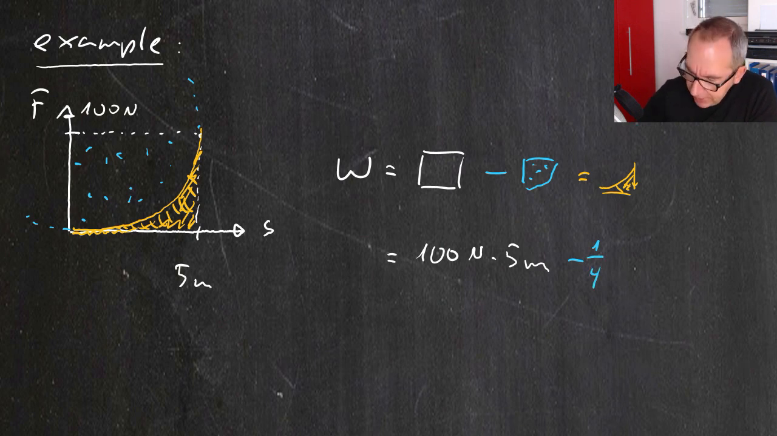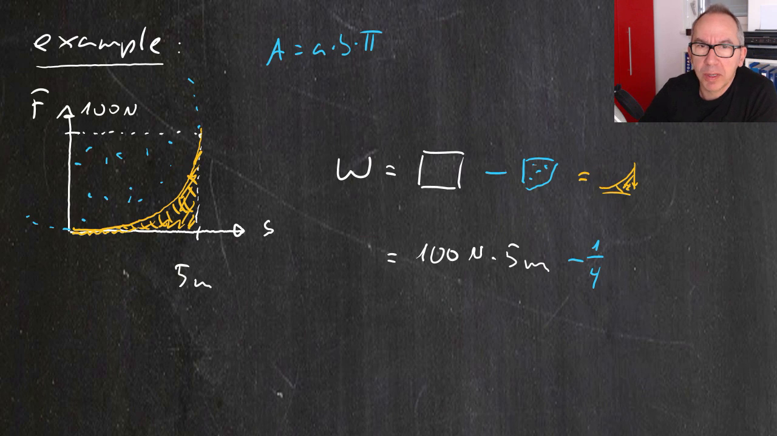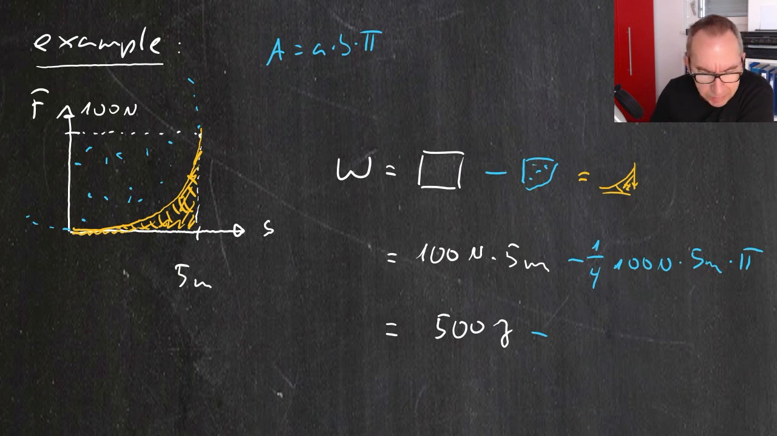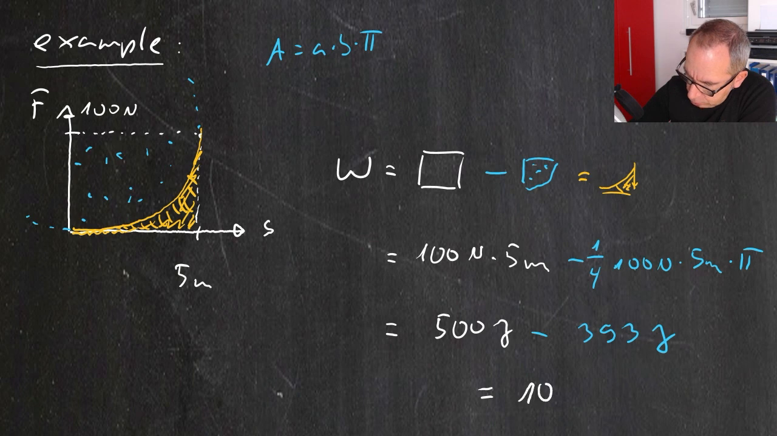So the area of an ellipse is A times B times pi. So the height times the width, or the long times the small half axis, times pi. So it's 1/4 of it, so it's 1/4 times 100 Newton times 5 meters times pi. And we get 100 times 5, 500 joules for the box. And 1/4 times 100 times 5 times pi is 393 joules, which amounts to 107 joules for the work done.